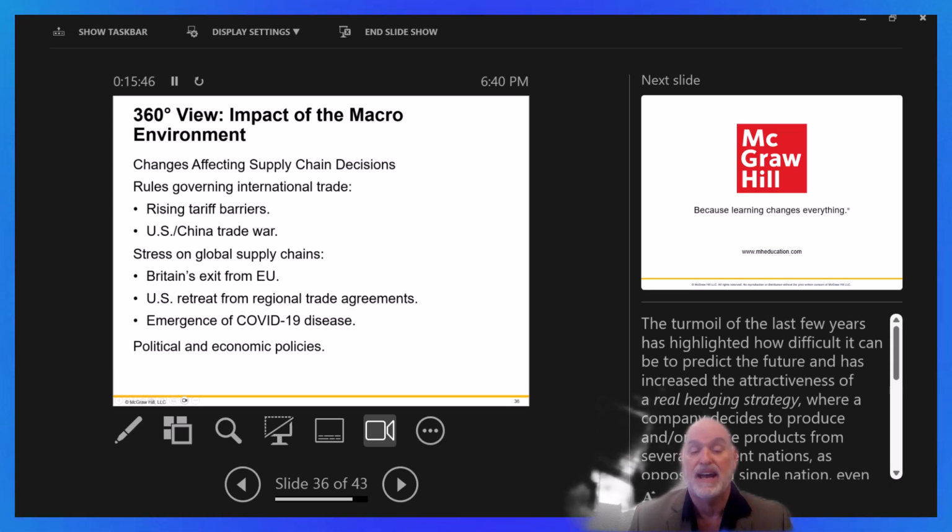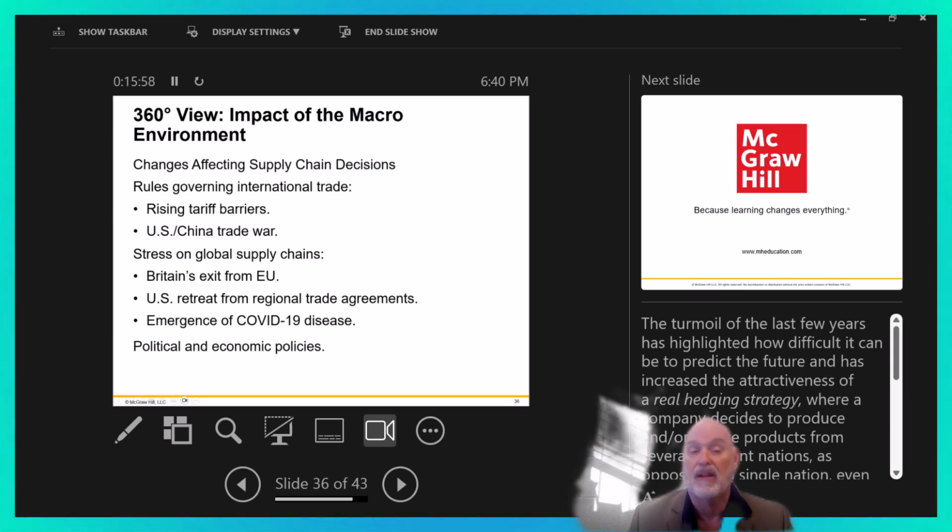We have Britain's exit from the EU, the US retreat from regional trade agreements, and then we had the emergence of COVID-19, and we saw how that negatively impacted worldwide trade. And then also any political and economic policies can affect that as well.